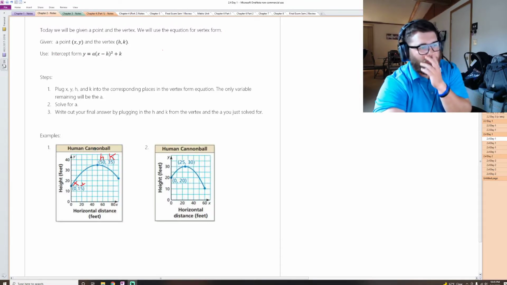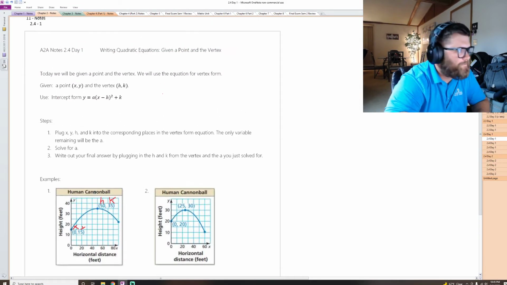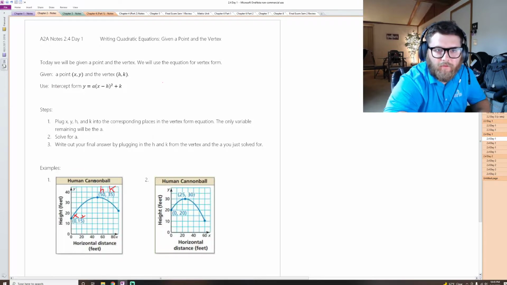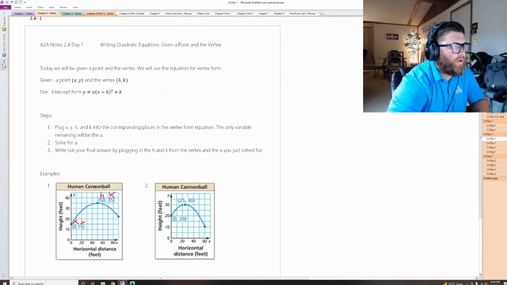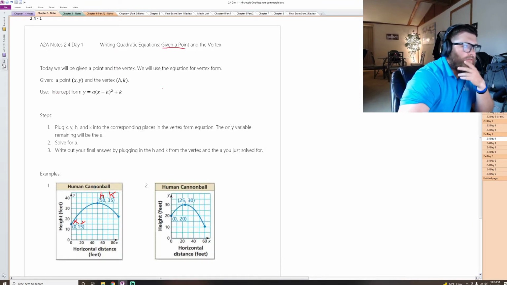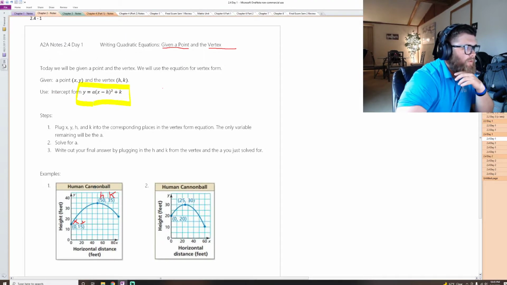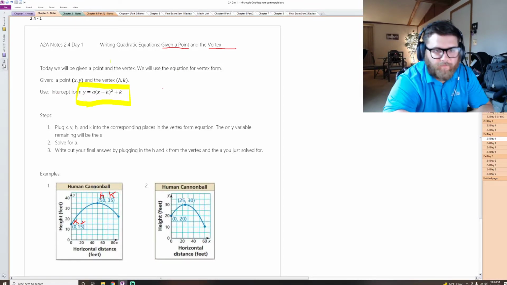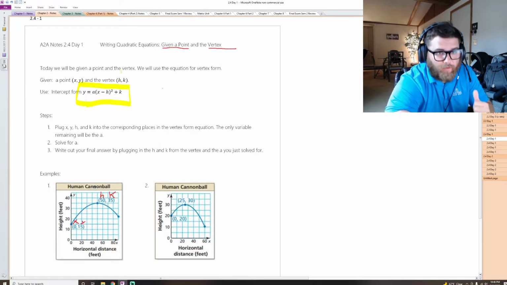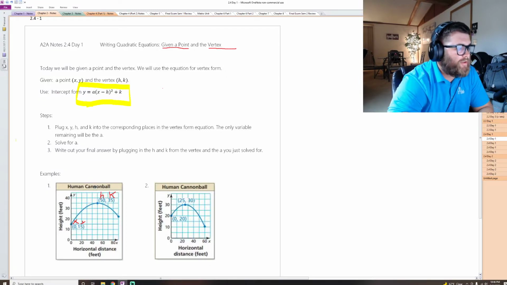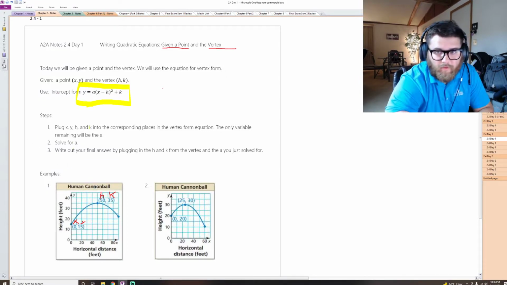Alright, so I'm just going to go over these quick notes, 2.4 day 1. They are very quick, it's just a little introduction. We're going to be given a point and the vertex, and we're going to be asked to write the equation. We're still dealing with the same equation we've been working with: y equals a times x minus h squared plus k, the general form of a quadratic equation, where h and k are your vertex, which you pull right from the graph.